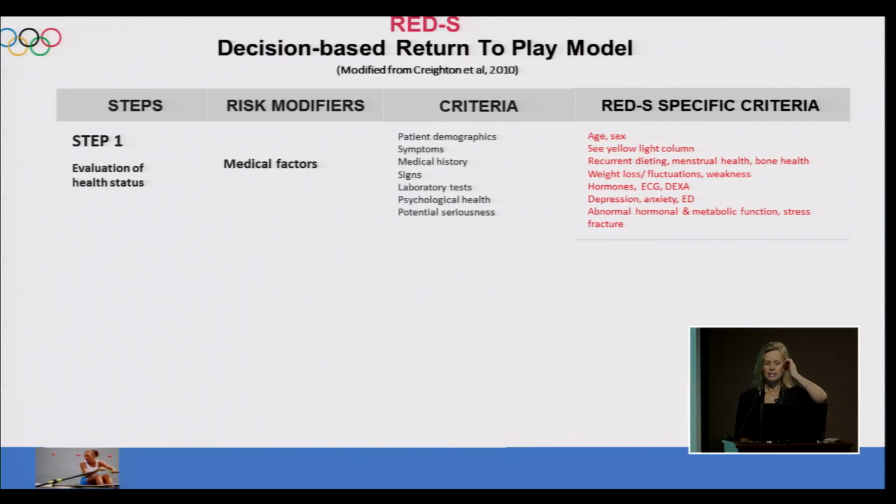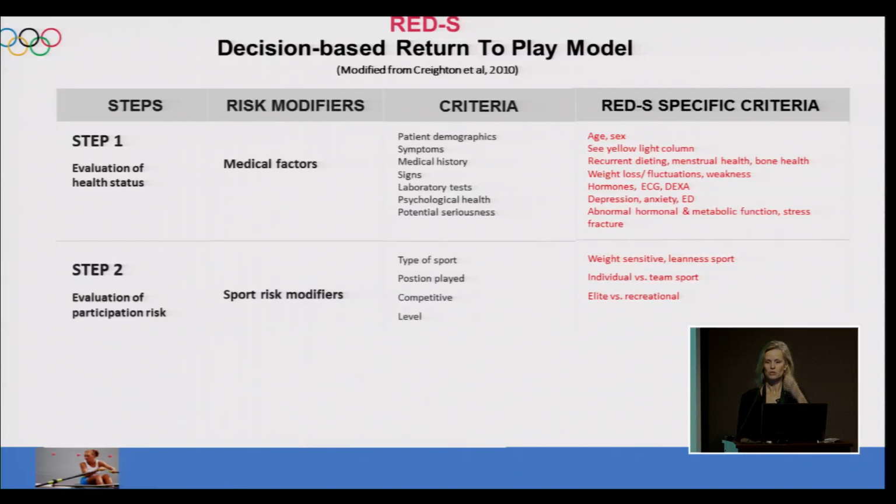Again, it's small and I don't expect you to read it, but we look at the criteria set by Creighton and then have added RED-specific material so that physicians can see what we're looking for. Step 2, as we know, is evaluation of the participation risk. So looking at the sport factors, such as what sport do they play, what level of competition.